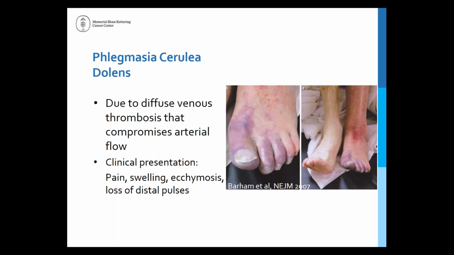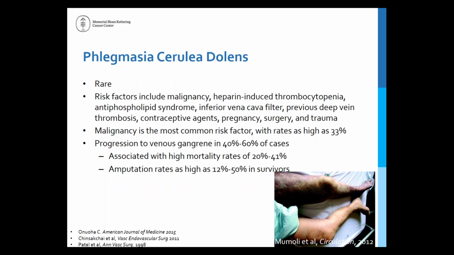This entity is due to diffuse venous thrombosis that compromises arterial flow. In other words, there is so much venous thrombus that it therefore compromises the flow of the arterial blood and therefore manifests with the leg being very painful, very swollen. It could be purple, and most importantly, there is loss of distal pulses. The entity is in fact very rare.